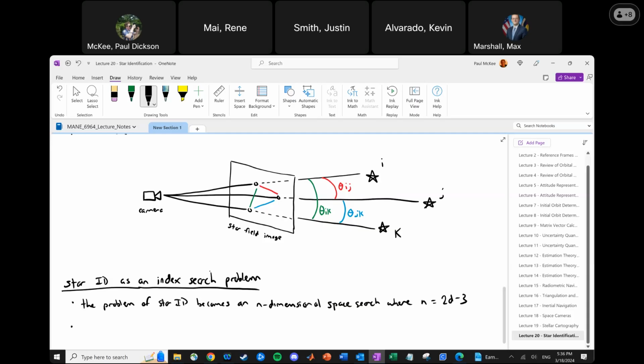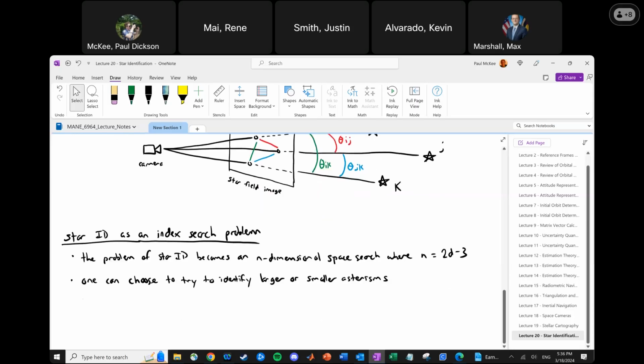So the key point I'm trying to make here is that one can choose to try to identify larger or smaller asterisms. So you can do arbitrarily large groups, or you could do star pairs. I think 3 is the Goldilocks number, but that's my opinion. I'm not going to hold you to that on the homework if you want to try something different. One can choose to try to identify larger or smaller asterisms. And there's going to be consequences either way, right? It's like a Goldilocks problem. So here's something interesting. Higher dimensional spaces with more entries are less crowded.